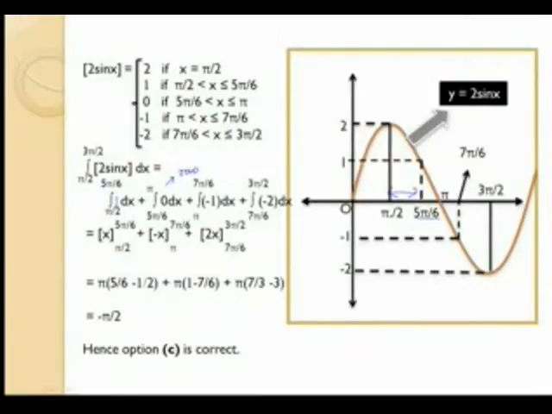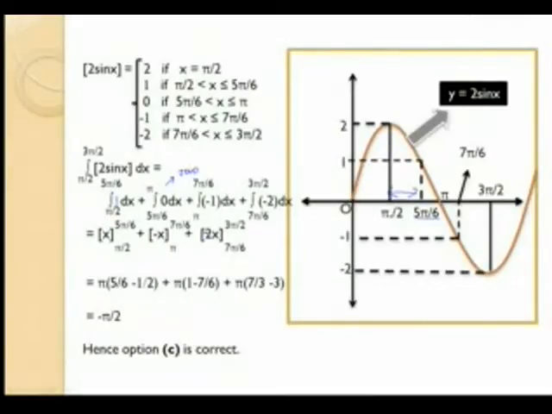So this term becomes 0. The integral of this is minus x, hence this is equal to minus x from pi to 7 pi by 6, and the integral of this is minus 2 times x from 7 pi by 6 to 3 pi by 2.